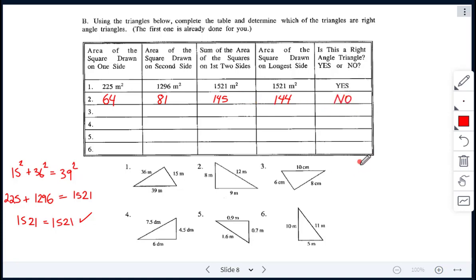All right, and just showing that in the formula, a squared plus b squared equals c squared. So 8 squared plus 9 squared has to equal 12 squared for it to be a right triangle. So 64 plus 81 has to equal 144. 64 plus 81 is 145, and it does not equal. So therefore, it is not a right triangle.